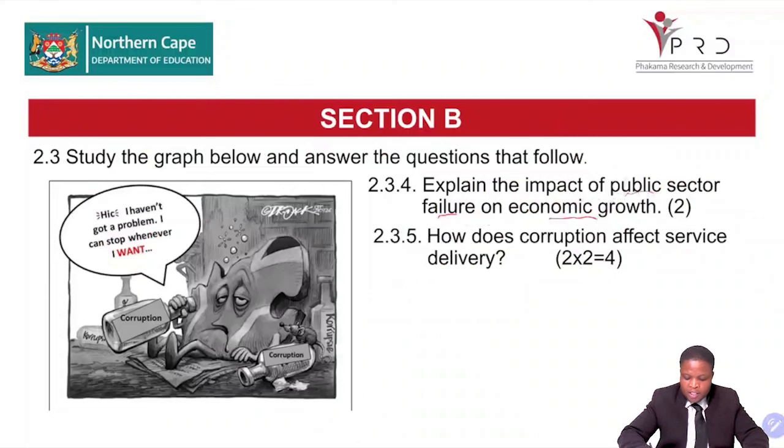2.3.5, how does corruption affect service delivery? So, government is failing to deliver service correctly. How does corruption affect the failing of delivering services correctly? Right, you have 6 minutes, write something down, then we look at the marking guideline.